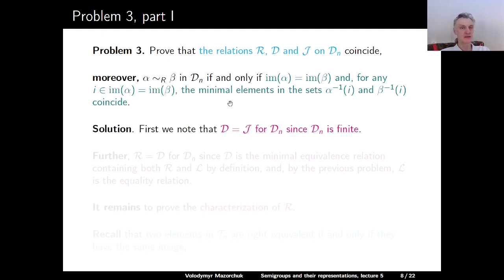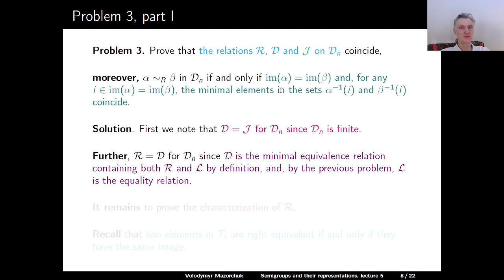Solution. Let us first note that the relations D and J coincide on our semigroup Dn because our semigroup is finite. In any finite semigroup, Green's relations D and J coincide. Furthermore, the relation R coincides with D for our semigroup, since the relation D is the minimal equivalence relation which contains both R and L. And we have just proved in the previous problem that L is the equality relation. So this means that R is equal to D.